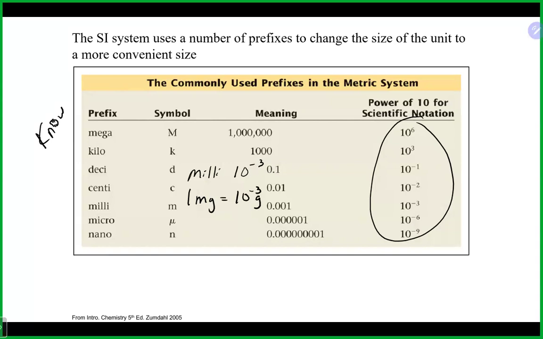Once again, that 10 to the minus 3 is, if you need to punch it in your calculator, 1 times 10 to the minus 3 in scientific notation. So you would want to make sure you use your exponent button on your calculator, like we talked about with scientific notation, to do that.